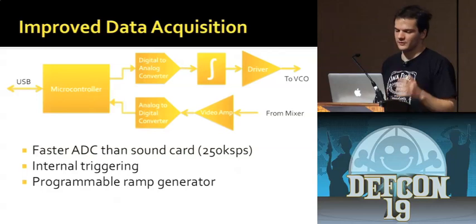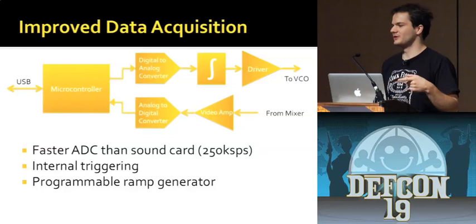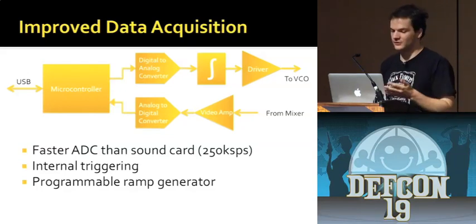And then there's an A to D converter, which is way faster than the other one. I think it could actually run at 500,000 samples per second, which is a lot faster than your sound card at 44 or 96 kHz or something like that if you have a nicer one.